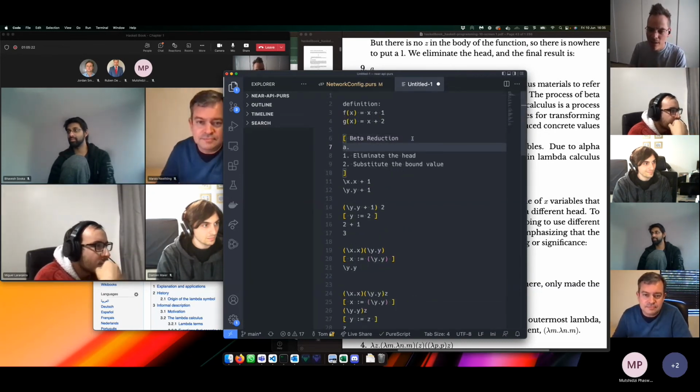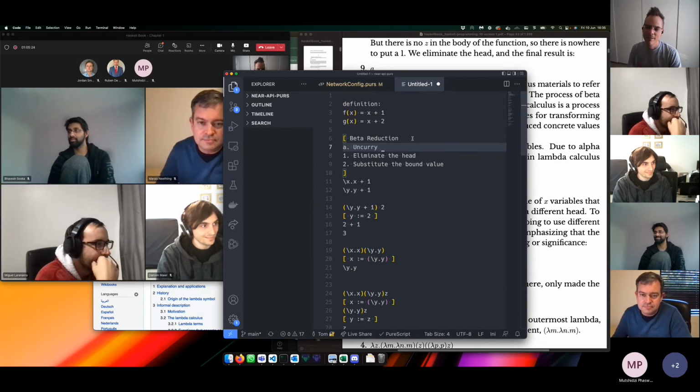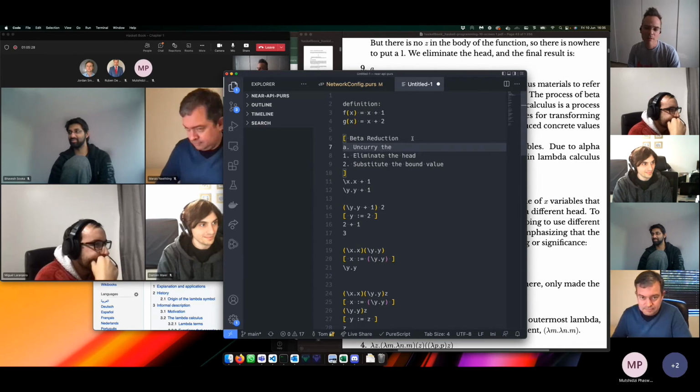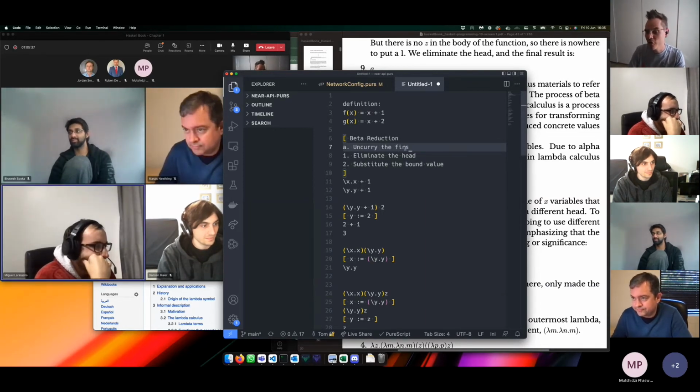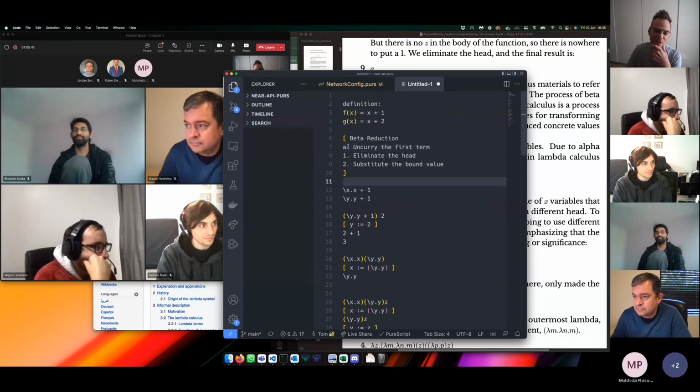Step A. Pre-step. Uncurry the term. What would we call it? I don't know. Uncurry expression. Uncurry stuff. But you don't have to uncurry everything. Just uncurry the first. The first term is all you really need to uncurry. So that's the A. So beta reduction takes 3 steps: A, 1, and 2.